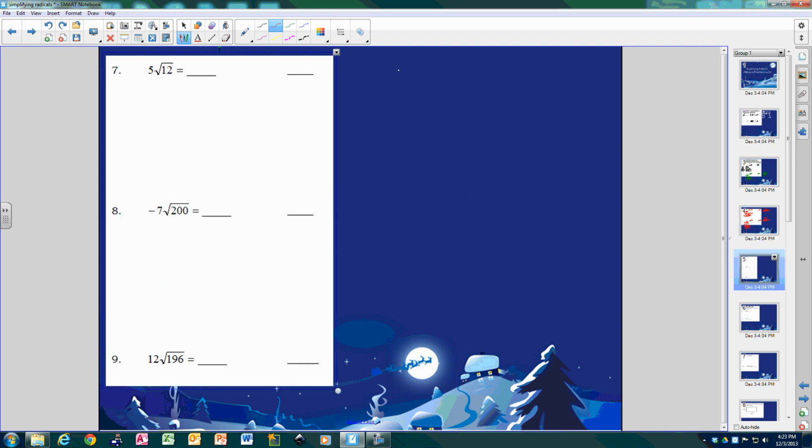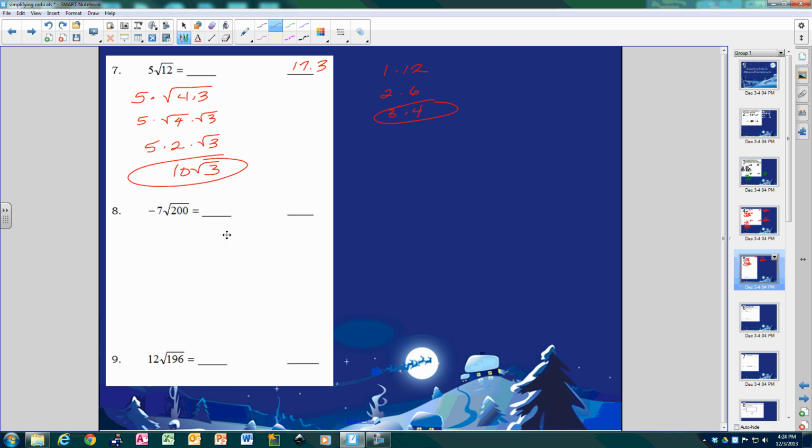All right, so this one, I'm going to go over here and do my factor list. So I've got 1 times 12, 2 times 6, 3 times 4, and 4 is the only one that has a perfect square. So this means 5 times the square root of 4 times 3. So that means 5 times the square root of 4 times the square root of 3. 5 times 2 times the square root of 3. 10 square root of 3. Type it in your calculator and you get 17.3. So when I say exact, I'm looking for this.